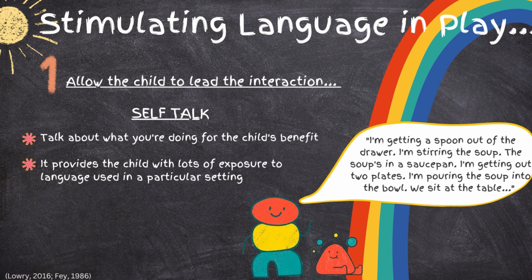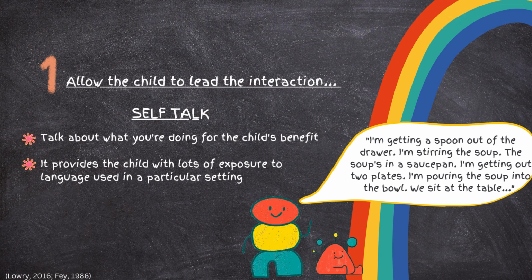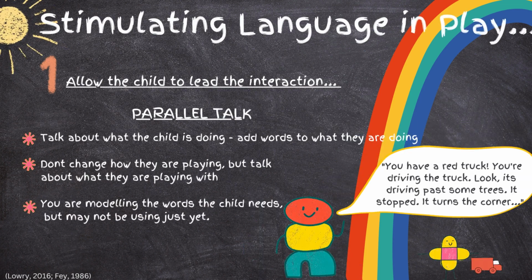Just in this interaction, the child has heard a large amount of new words, all in relation to making dinner. This can be done in a play activity or while you're completing tasks around the classroom. This can be useful for children who aren't using words yet or aren't interacting much with you. The next strategy is parallel talk.